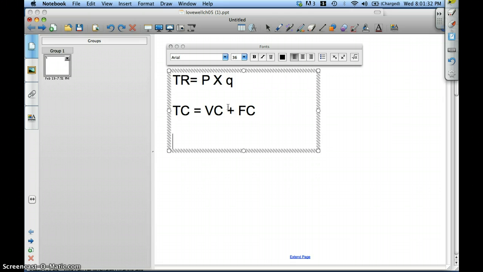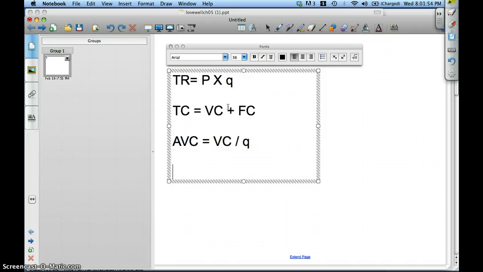And the average variable cost. This is an important one. Average variable cost is equal to variable cost divided by quantity. So when considering whether or not a business should continue to operate, take a look at the average variable cost.